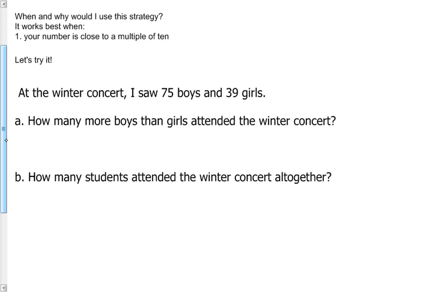At the winter concert, I saw 75 boys and 39 girls. So as a good mathematician, I'm going to circle my numbers. So now I have 75 and 39. The first part says how many more boys than girls attended the winter concert. I know that how many more is telling me to subtract. So I can write 75, because the boys' number comes first, minus 39, which is the girls' number.